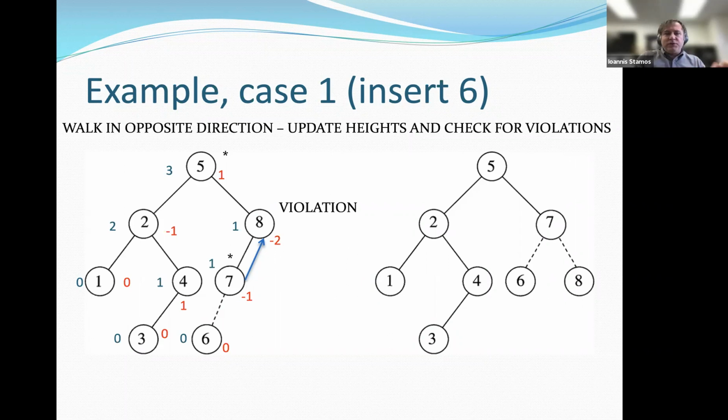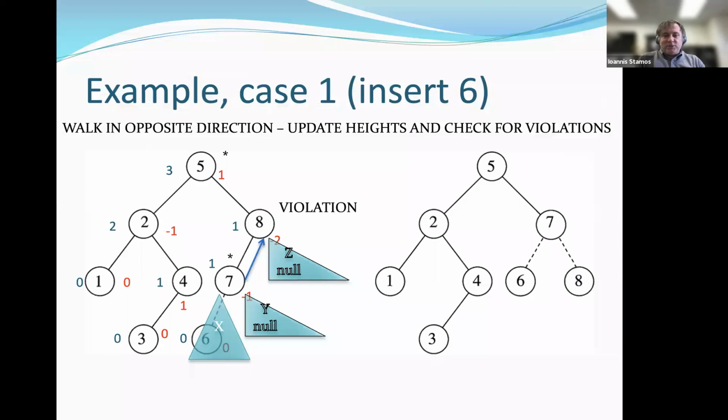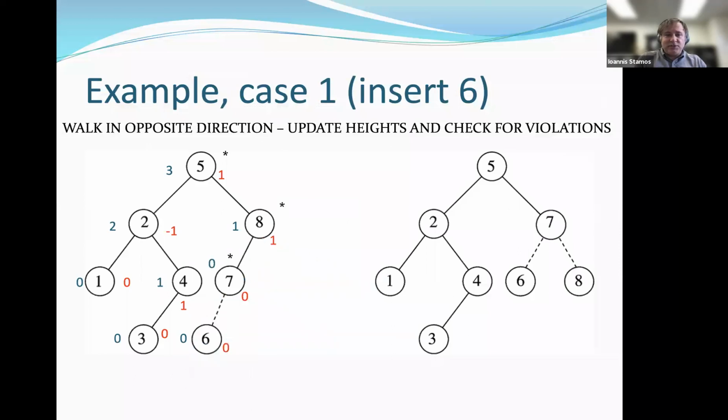And now we call this a single rotation. Why? Because the violation happened because we inserted to the left node of 8, and then we insert to the left of the left. That's why it's a single rotation. That's how it looks. So basically, you have the violation node, which is 8, and we have a 7 under it, and you have this X and Y and Z subtrees. Some of them may be null. All right, so this is the case.